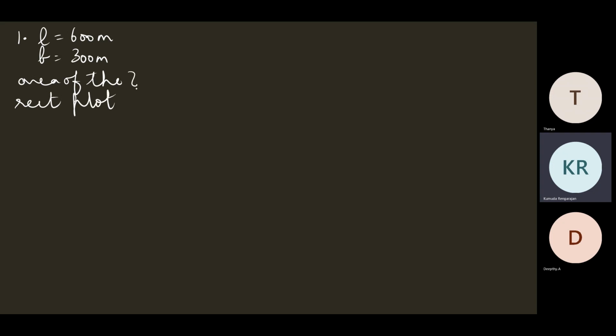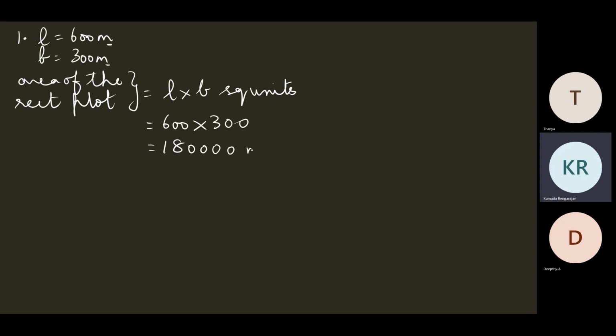Area of the rectangular plot is equal to L into B square units. So that is 600 into 300. 6 3s are 18, followed by 4 zeros. Since the unit is meter, area is expressed in meter square here. If you're finding perimeter, then it will be only meter. Perimeter is only expressed in units, meter or centimeter. Area is always expressed in square units, meter square, centimeter square.